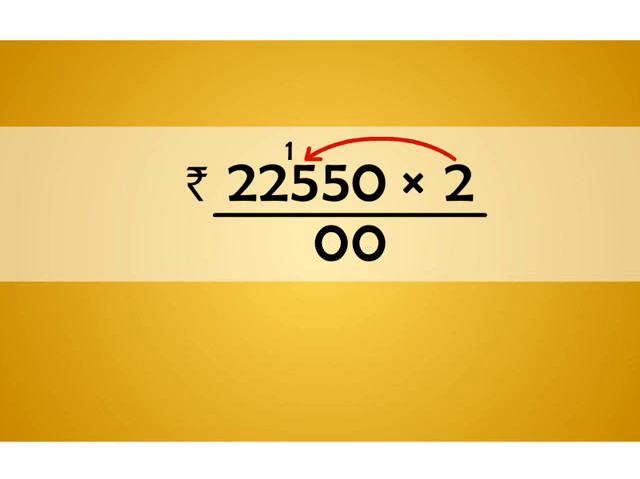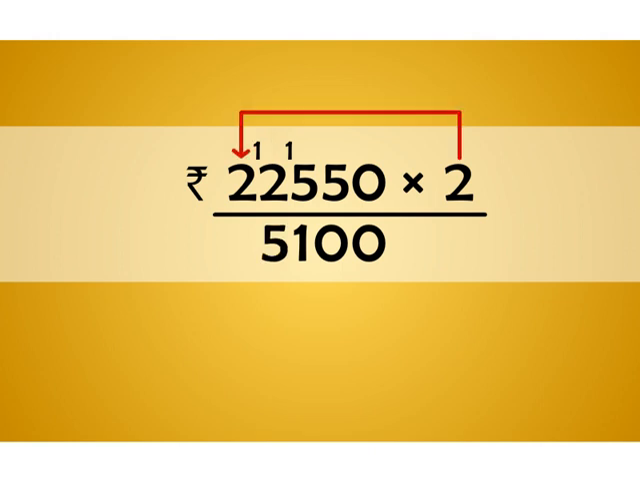2 into 5 is 10. Add the carry 1 to this to get 11. Write the number 1 below and carry over 1 to the next column. Now, take the product 2 into 2, which is equal to 4. Add the carry 1 to 4 to get 4 plus 1, which is equal to 5. Now, multiply 2 with the number 2 to get the product 4 and write the number below.